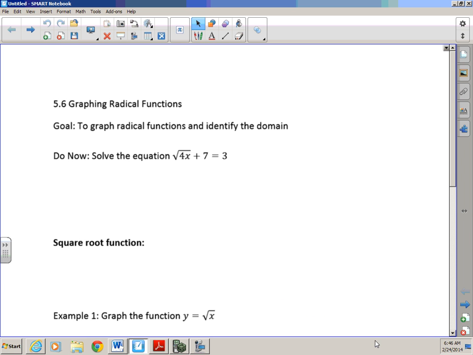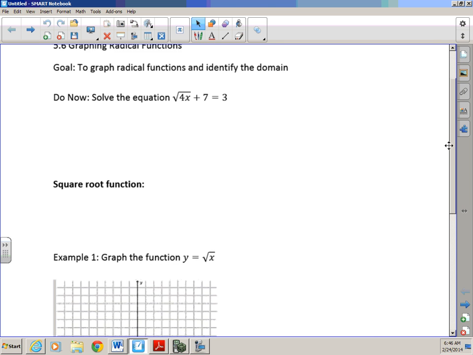The last topic we're going to cover in this unit on radicals is graphing radical functions. But before getting to that, let's just refresh what we did before the break, which was solving radical equations. So just to refresh, we want to solve radical 4x plus 7 equals 3. You might recall the objective here is to get the radical by itself.